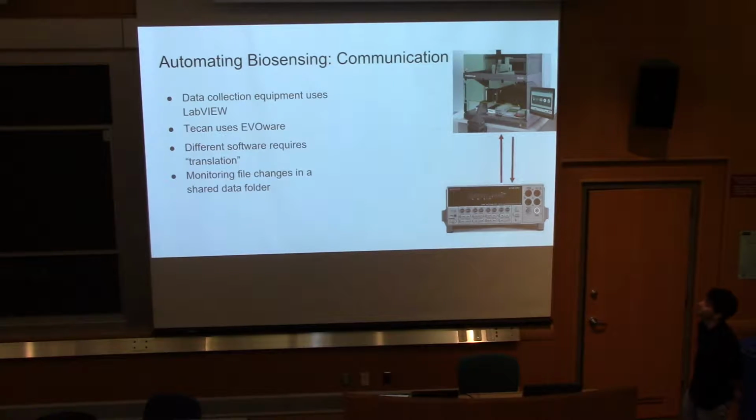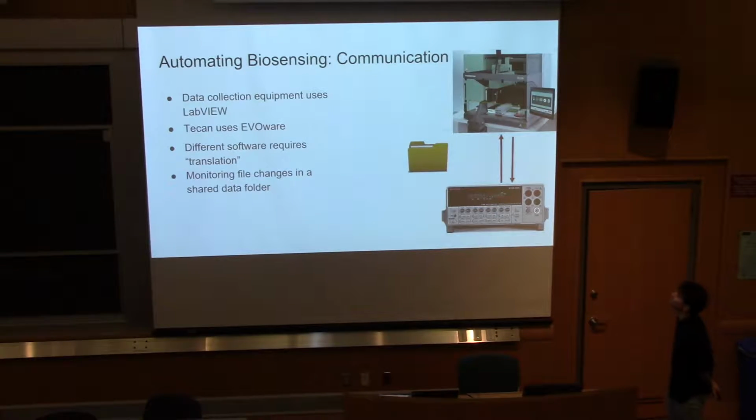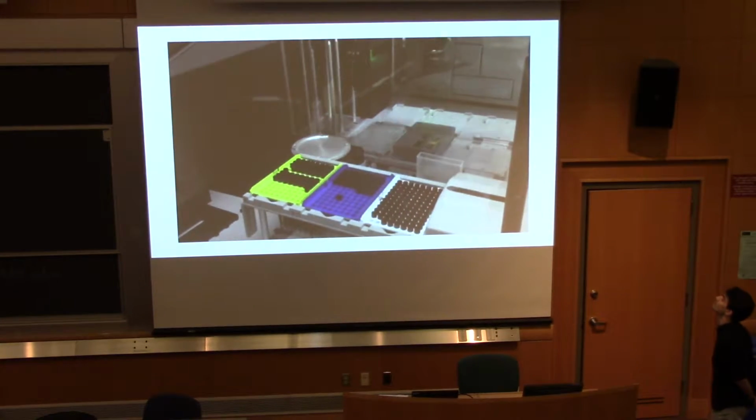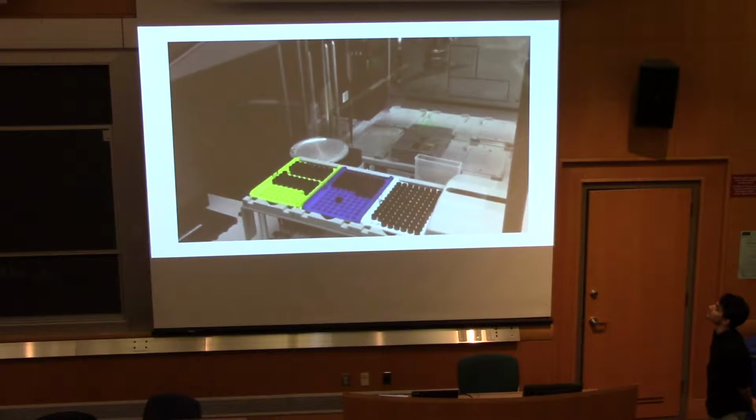I did this by monitoring file changes in a shared folder. Both of them have access to the folder. And if the Freedom EVO completes its pipetting, say it pipettes the solution of interest into our biosensor, it will then change a data file in the folder, which this will pick up, and then this will begin running its test.